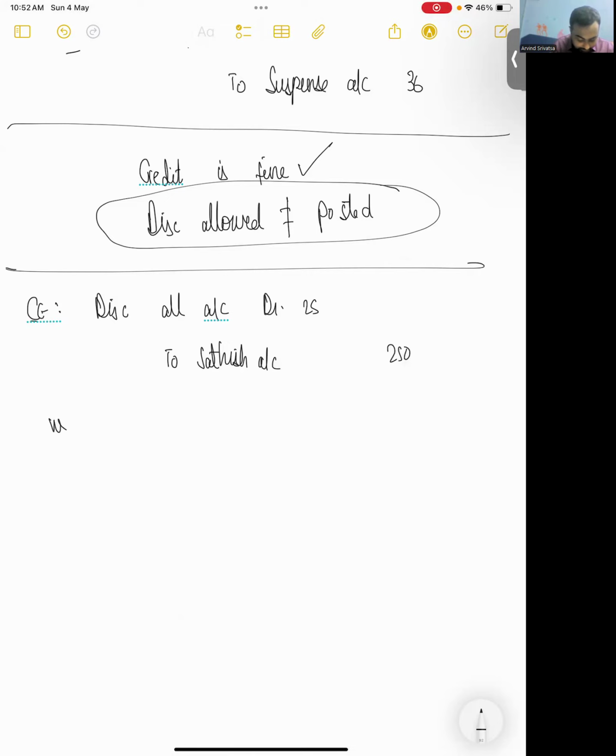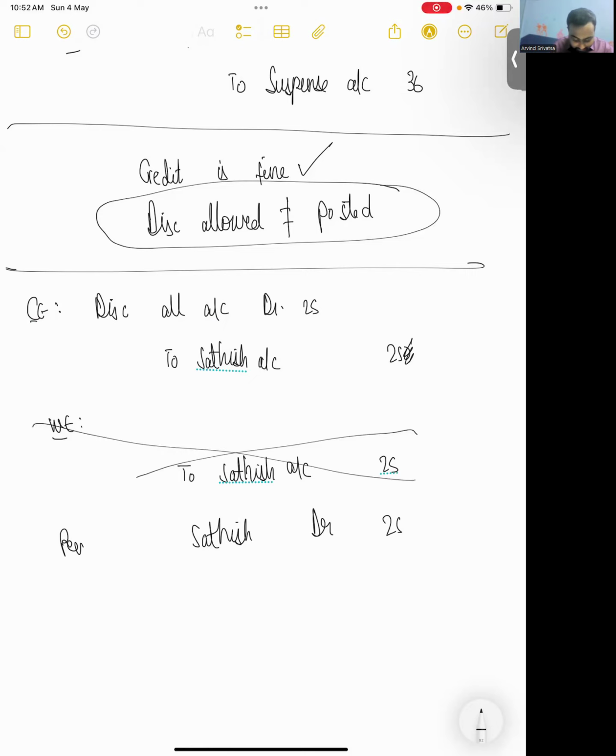Your wrong entry is, so debit, you've not posted anything. That's what they've said. So discount allowed, you've not posted. So wrong entry is to Satish account 25. Again, you will reverse this. Reversal of wrong entry will be Satish debit 25. Ignore this, forget this, erase this. Debit and credit are going to get knocked off.